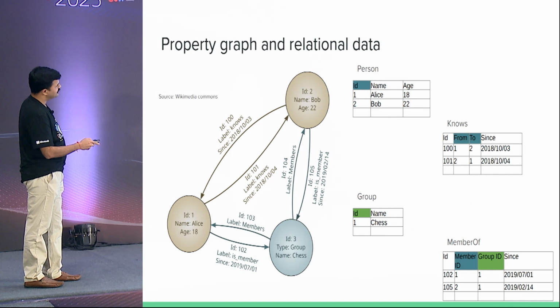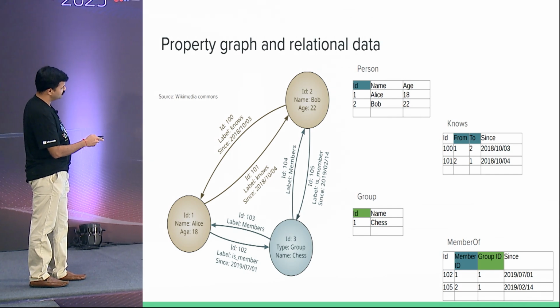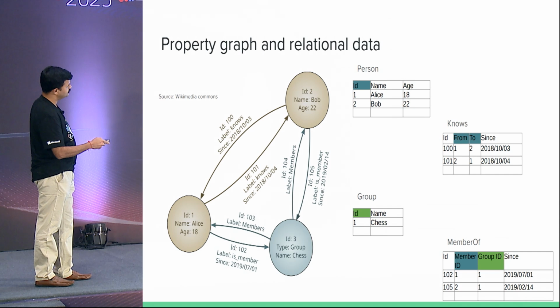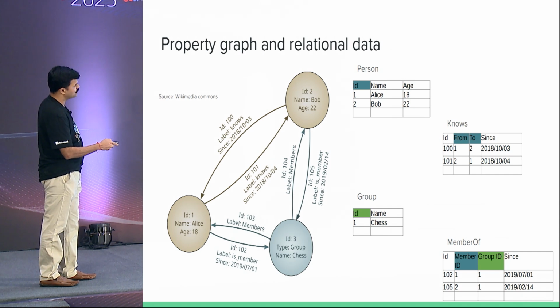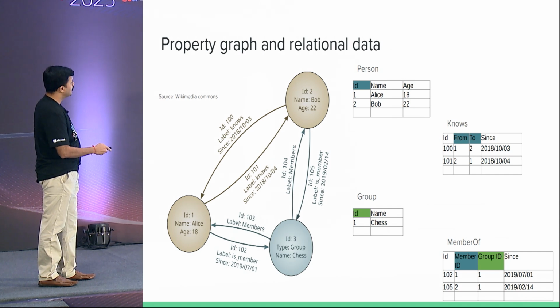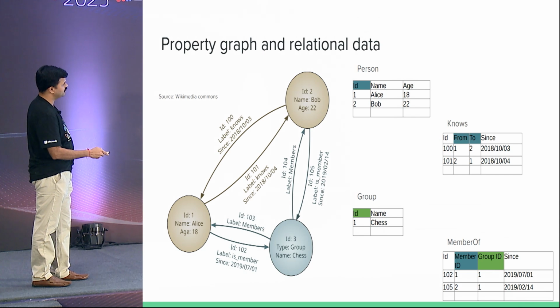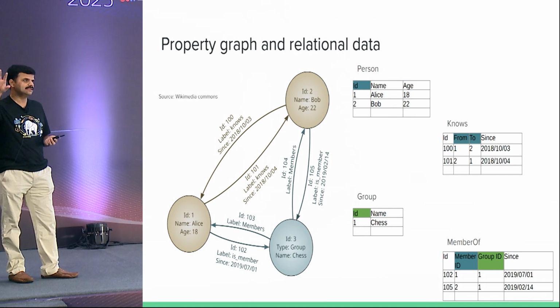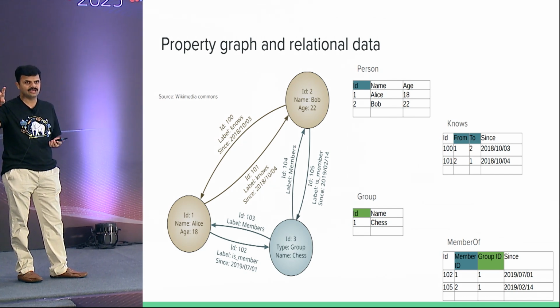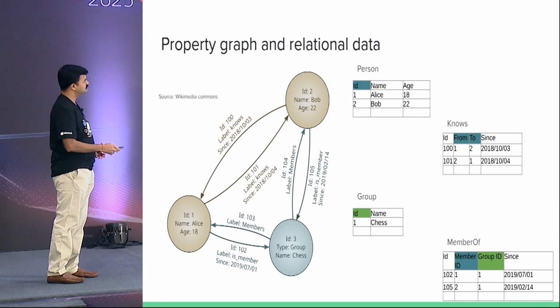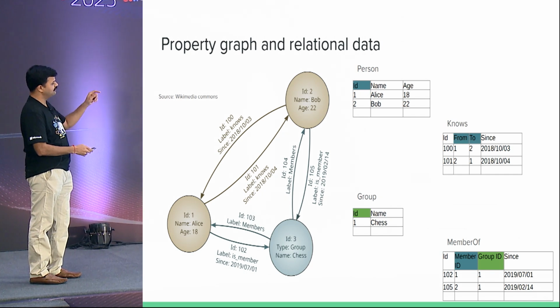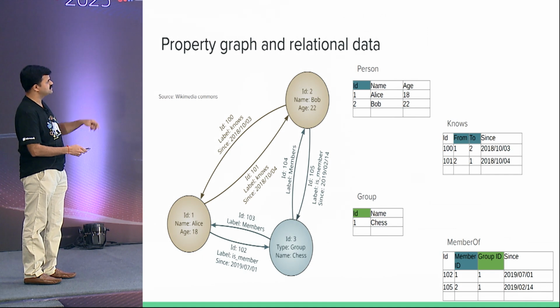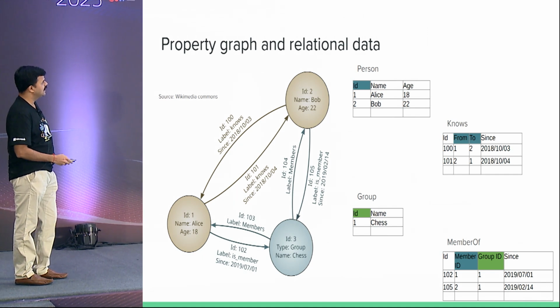What you will see here is that every node in this graph, for example, Bob has become a row in person's table. Alice has become a row in the person table. Similarly, Chase has become a row in group table. So what used to be rows in the relational table now becomes a node. Every row of the vertex table becomes a node in the graph.